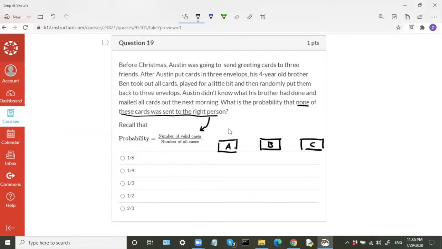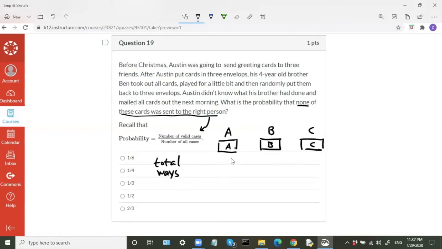Then we have 3 cards, just A, B, C, and 3 envelopes. Each card goes in its right envelope, that's the right order. So then we randomly put the cards into these 3 envelopes. How many total ways are there? Let's first calculate how many ways in total.